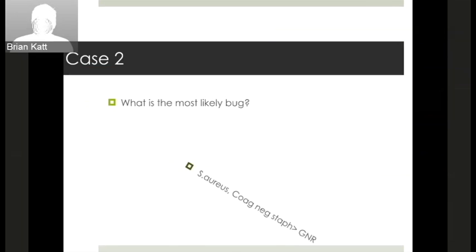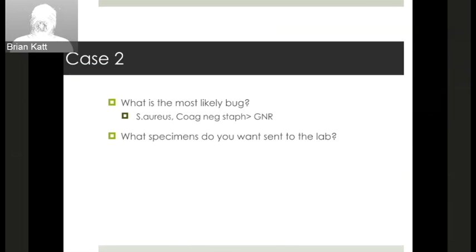Yeah. So Staph aureus and coagulase-negative staph are obviously going to be the more likely pathogens. Gram negative seems less likely. What specimens do you want to send to the lab?